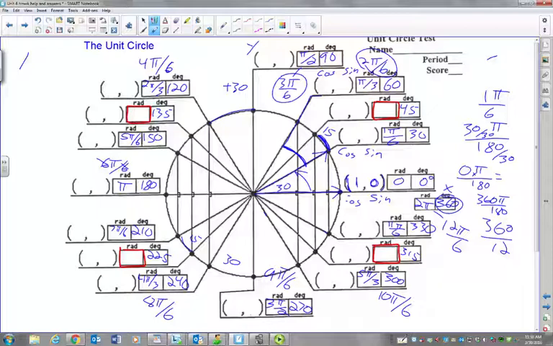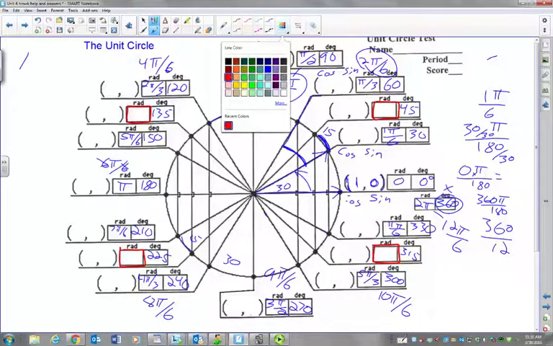Cool. So now we got all the radians filled out by adding 1 pi over 6, 2 pi over 6, 3 pi over 6, 4 pi over 6, 5 pi over 6, 6 pi over 6, 7 pi over 6, 8 pi over 6, 9 pi over 6, 10 pi over 6, 11 pi over 6, 12 pi over 6. Good. Now this other pattern, the 45-degree angles, we'll do it in red. Those ones are a little bit more special.